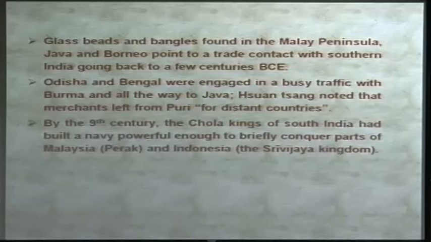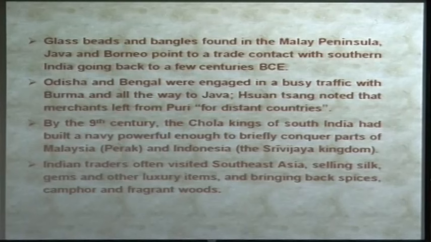So as I said, in the 9th century, the Chola kings, who had a very powerful navy, briefly conquered parts of Malaysia and Indonesia. I'll come back to this Sriwijaya kingdom. Indian traders often visited Southeast Asia, as I mentioned. They sold silk, gems and various luxury items, and they brought back some spices which were not always available here in India, also camphor and fragrant woods. This is what the literature documents.